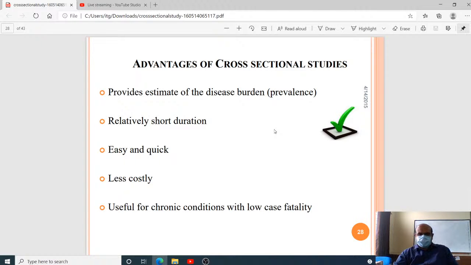Coming to the advantages of cross-sectional studies: it provides an estimate for the disease burden. It's relatively short duration. It's easy and quick. It's less costly, and it's useful for chronic conditions with low case fatality.